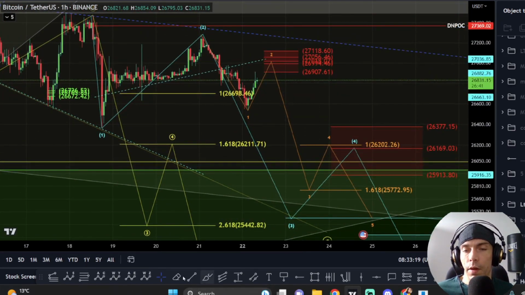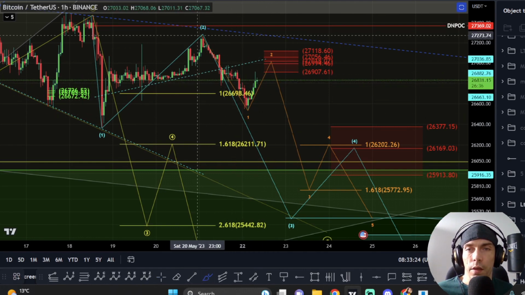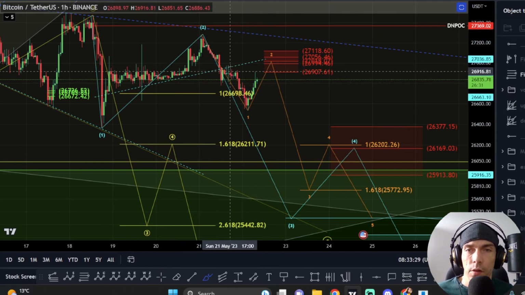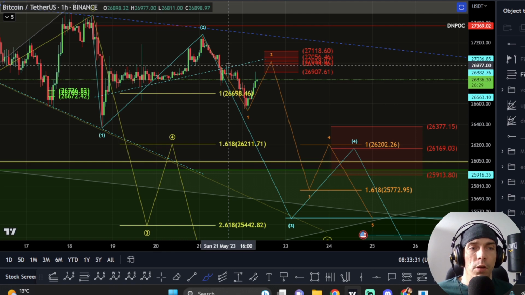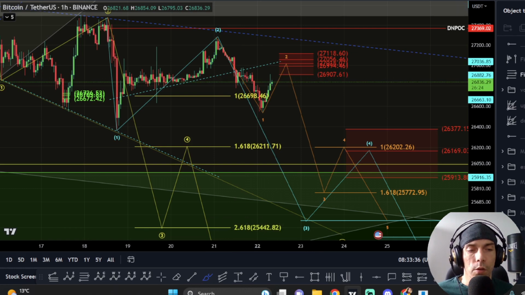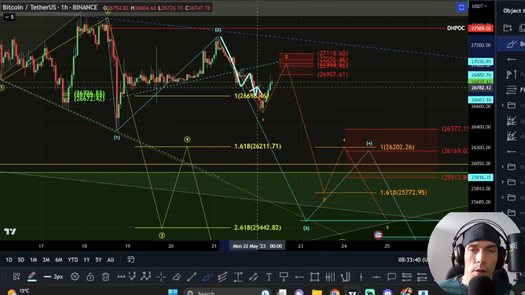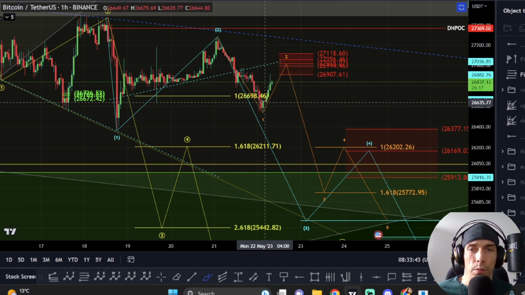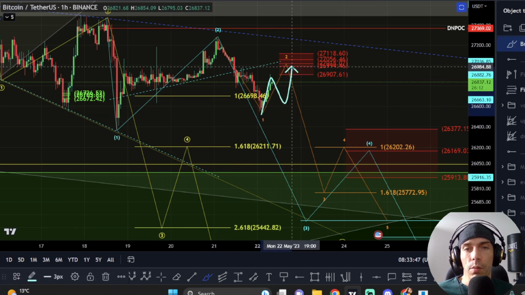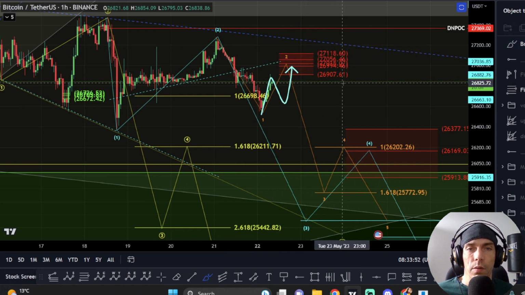Now, the way that you would have to potentially argue that this next bit is playing out is either that we have something like this, where this is 1-2-1-2, and for as long as we stay below this 26,977, that would still be valid. Alternatively, what you could argue is that within this count, what we've had is 1, 2, 3, 4, and 5 as a diagonal pattern. So this is one way that I'm looking at it. What we'd then be looking for is a three-wave move to the upside, which fails to actually break this 27,181.